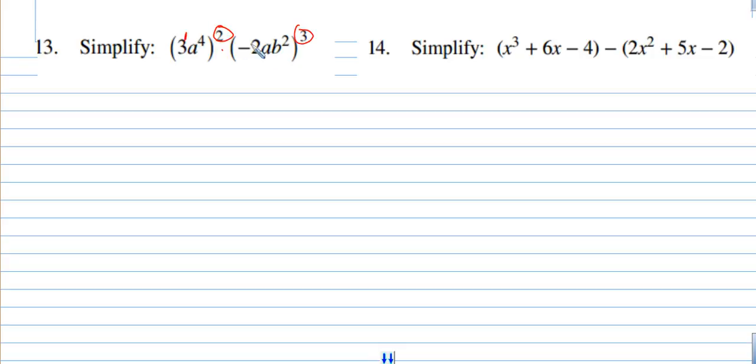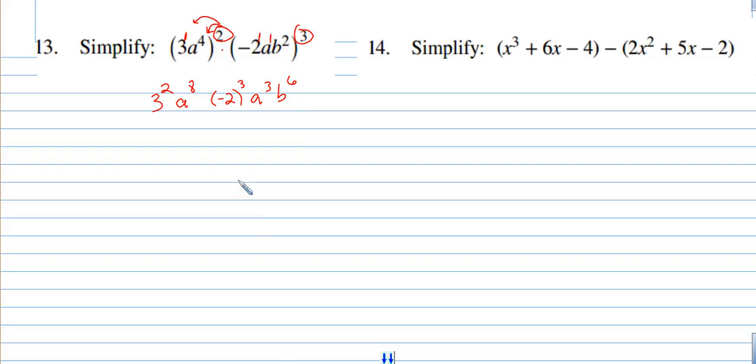Don't forget about your understood ones in there. Go ahead and write those early, that way you don't forget about them. Okay, distribute. You get 3 squared and a to the 4 times 2, which is 8. Then we have, and since it's in parentheses, you want to leave it in parentheses when it's got a negative, 3 times 1 is 3, so you have negative 2 to the third. And then a to the 1 times 3, which is a to the third, and b to the 2 times 3, which is b to the sixth.